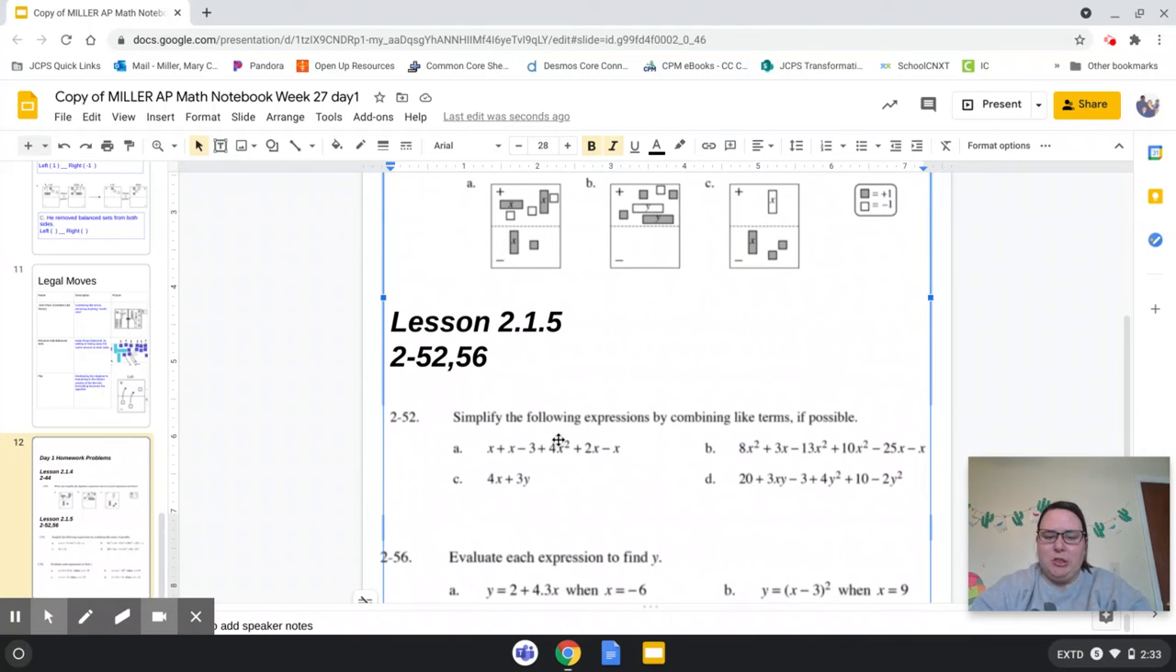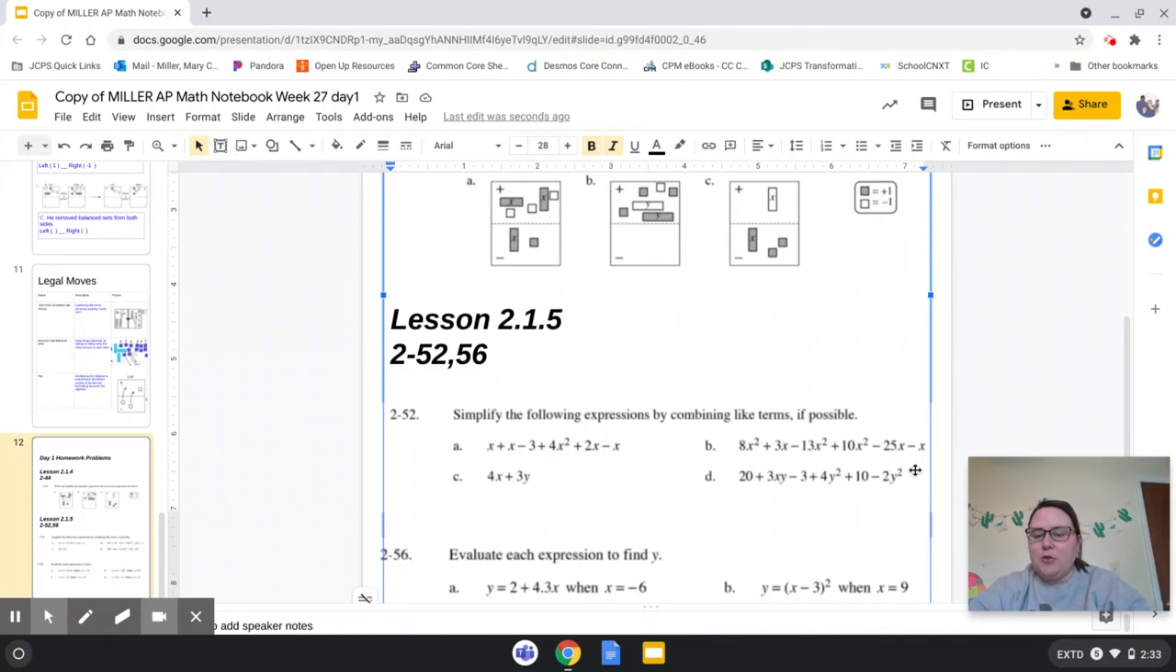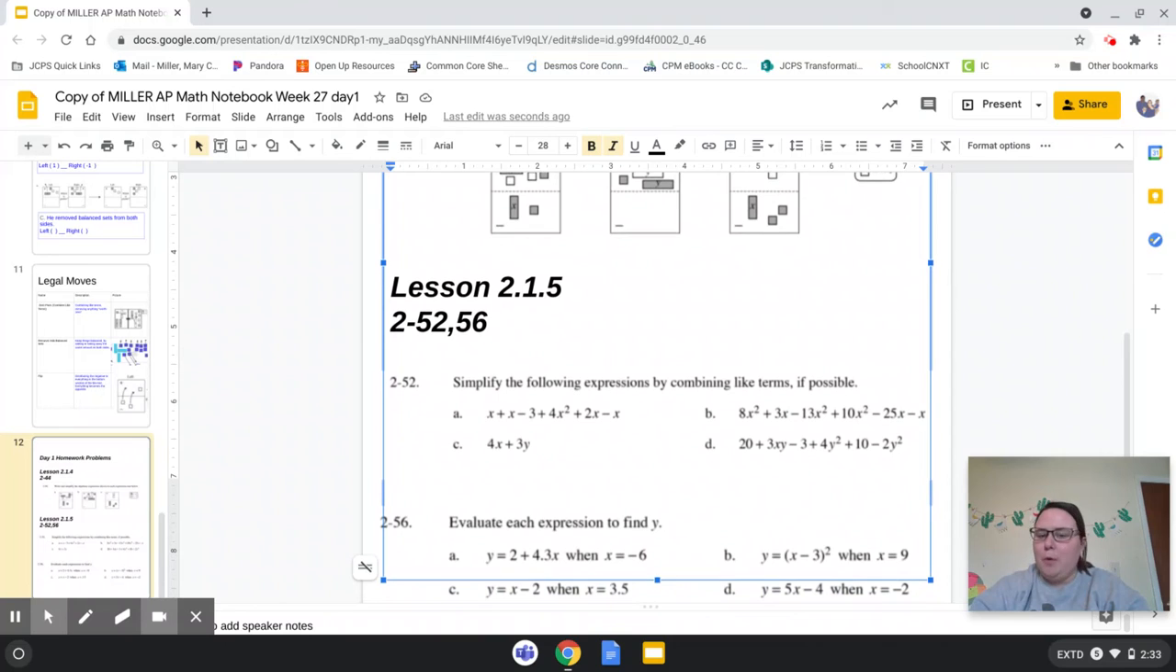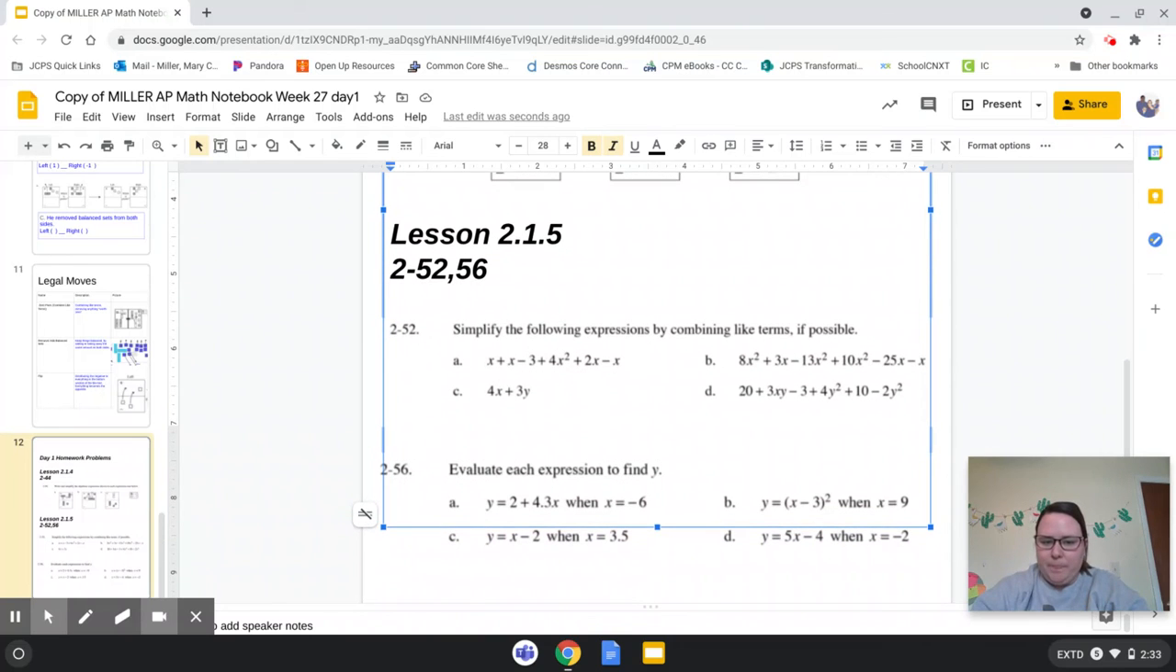Then for 252, you are combining like terms, aka just simplifying. Remember, x squareds are different than x's. XYs are different than x's and y's. Think about their tiles. If you want to draw, go for it. You don't have to. Then just like our warm-up on 230, this is some substitution practice where we're substituting in one variable to solve for the other variable. Make sure you follow order of operations.